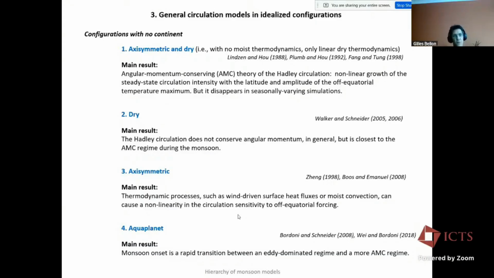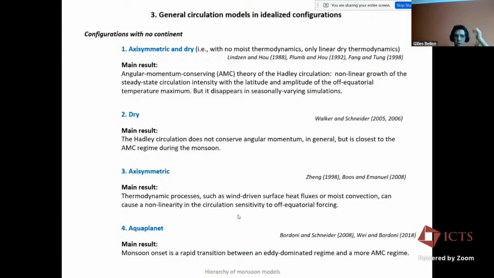And so you also have a whole tradition of models that are axisymmetric, but with moist thermodynamics. And that complexifies things quite a bit. For example, some of the moist thermodynamic processes can actually produce very high sensitivity of the circulation to the amplitude of off-equatorial forcing. And so wind-driven surface heat fluxes or moist convection can both do that. And that can create that nonlinearity that could explain why the onset of the monsoon is very fast.